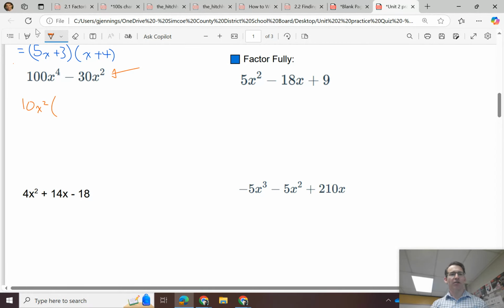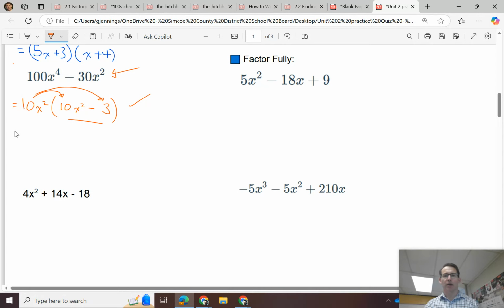So I would then have this multiplying 10x squared to make 100x to the 4 minus 3. Done, final answer. Use the equal sign. This can't factor. I check it briefly. There's nothing I can do in there to factor it. It's not a difference of squares or something fancy.